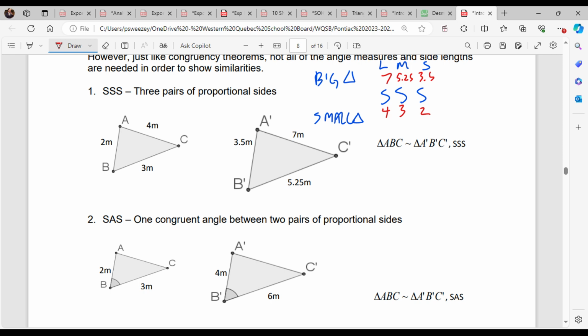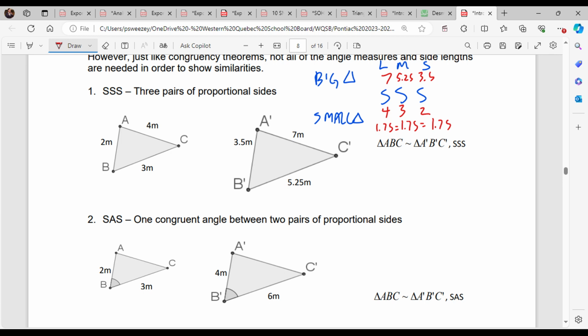What do I have to do with all that? Well, I actually have to divide them. So 7 divided by 4 is going to give me 1.75. 5.25 divided by 3 is going to give me 1.75. 3.5 divided by 2, 1.75. Because all three are the same, then I'm good to go. Do you have to write out that in full that way? No. Whatever way makes more sense for your brain.